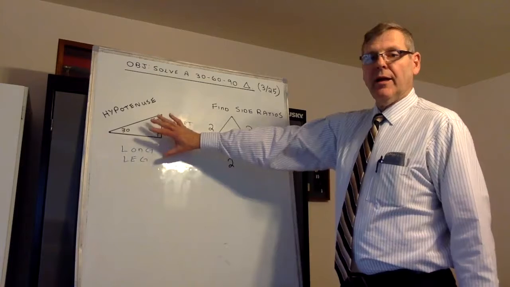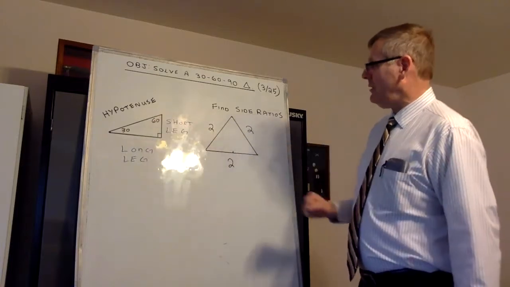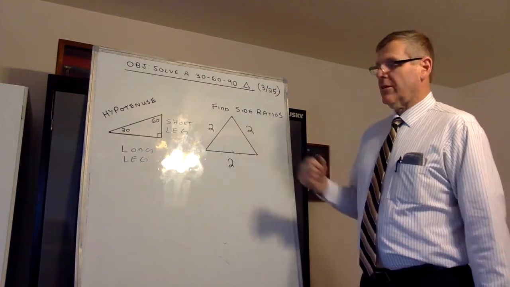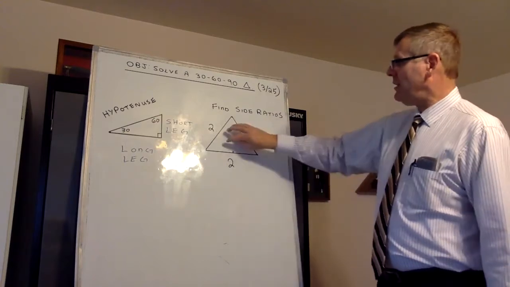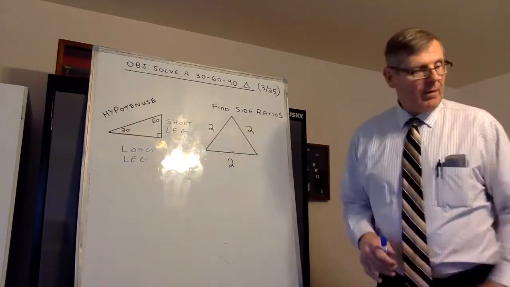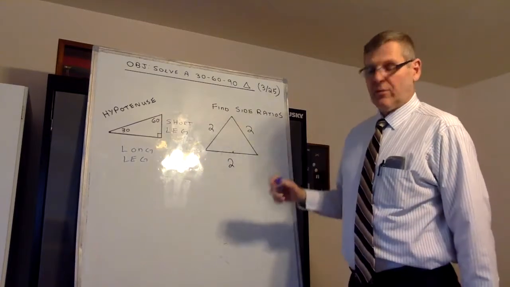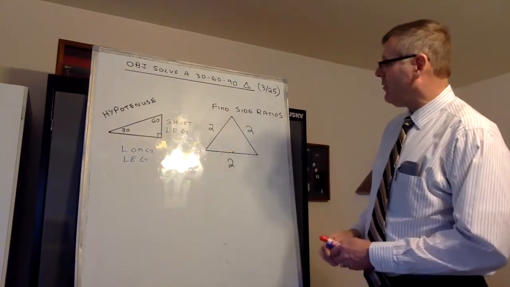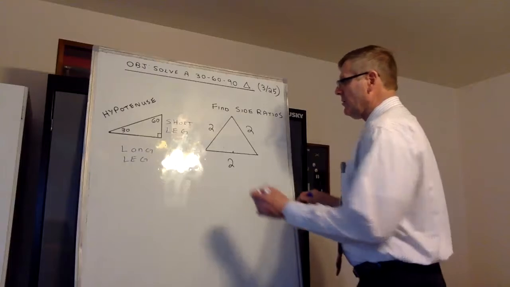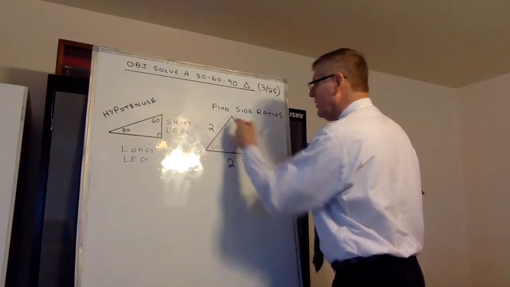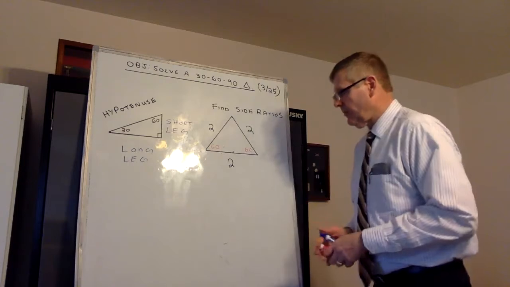Now that we know how to name the sides of a 30, 60, 90, let's see how we find the side ratios. This is not a 30, 60, 90 triangle. This is isosceles. Okay? This triangle is equilateral. Okay? Since it's equilateral, we know the angles have to be 60, 60, and this one up here is also 60.